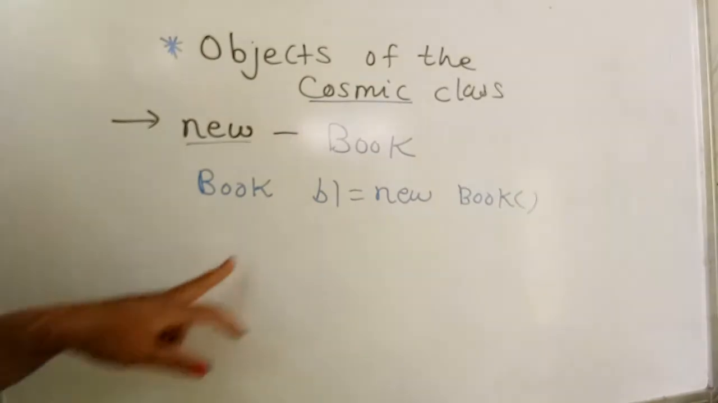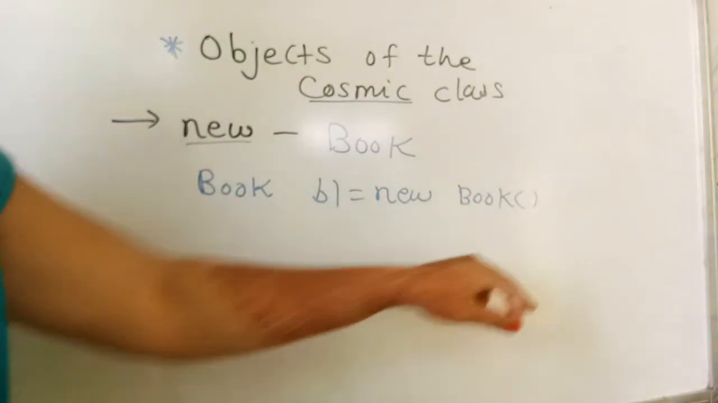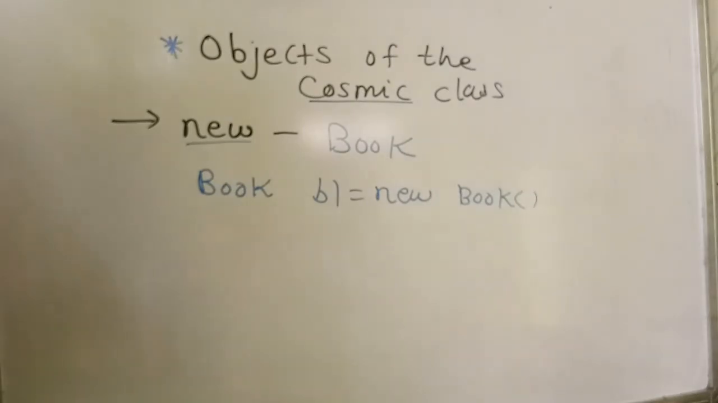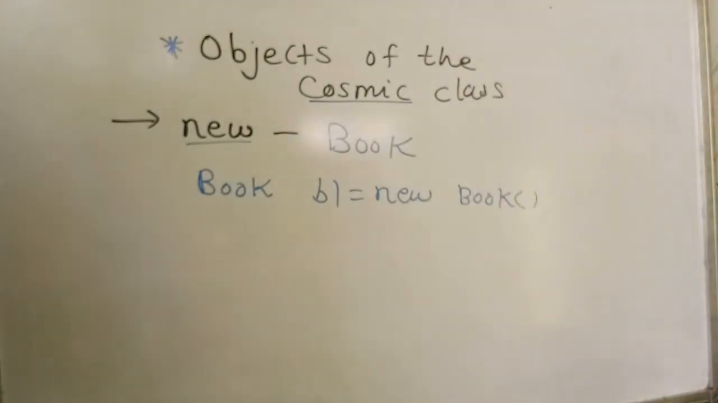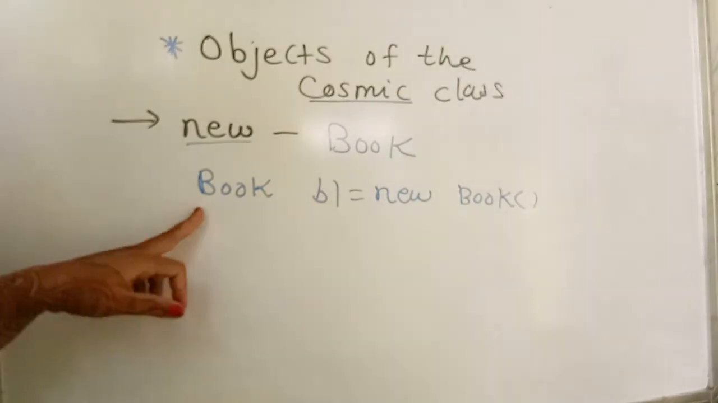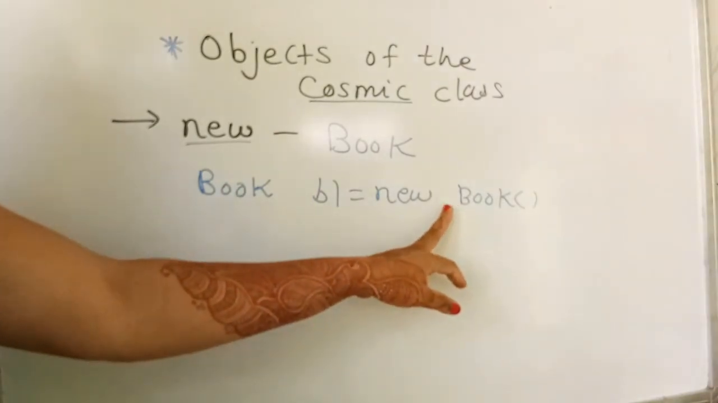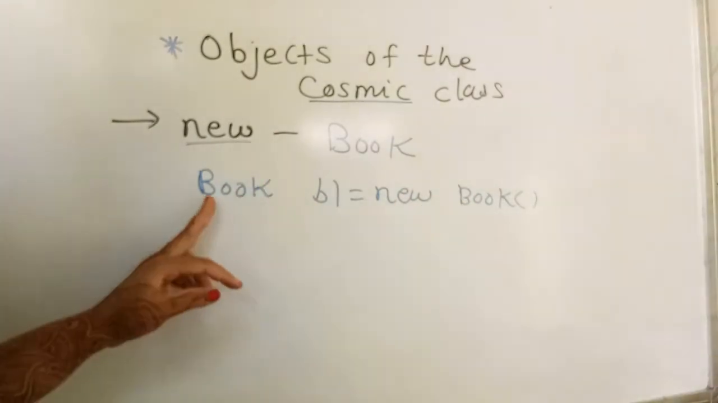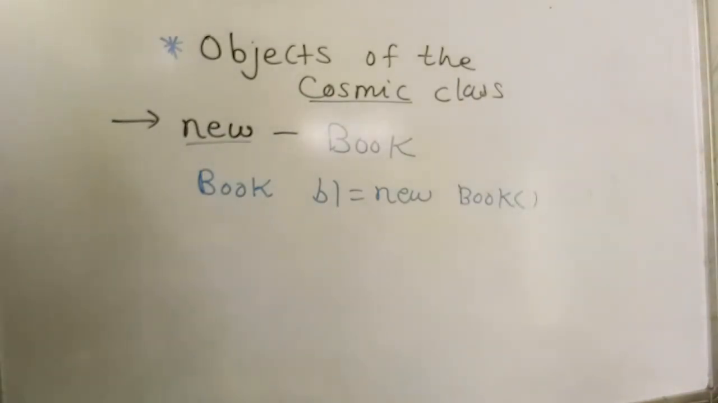When we apply opening and closing round brackets to a name, that is a function, and in Java we call it a method. So the method book() is the default constructor of this book class. As it does not have any return type and has the same name as the class name, it is termed a constructor of the class.